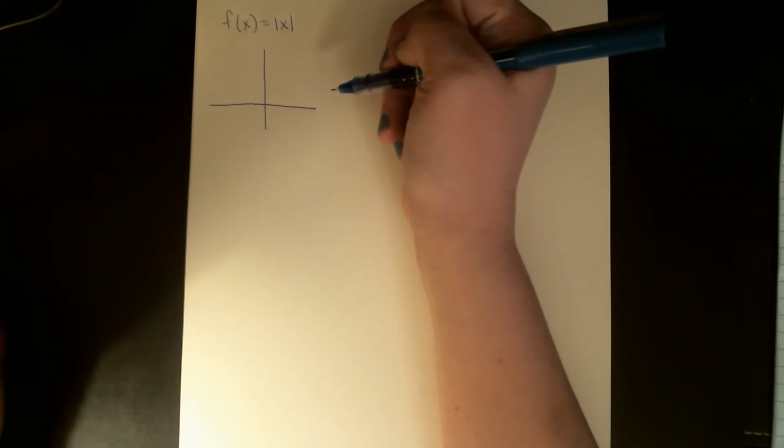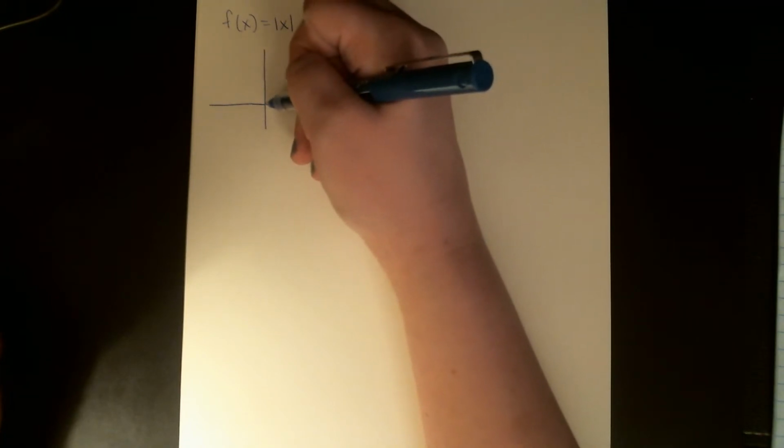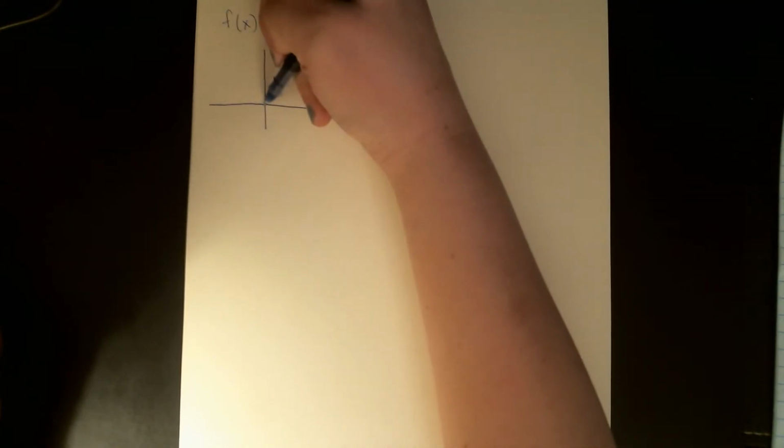So let's start with the absolute value function. If you've seen these before, great. A lot of times I find that people have seen them before, but if not, we're going through them right now, so don't stress about it. Okay, so the absolute value function looks like a V.